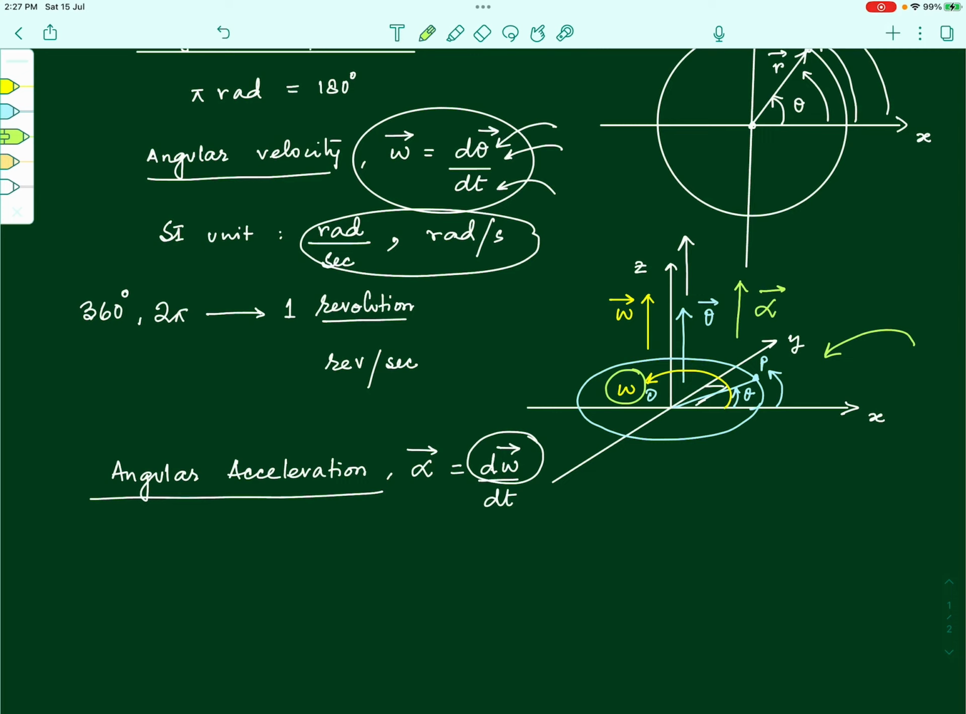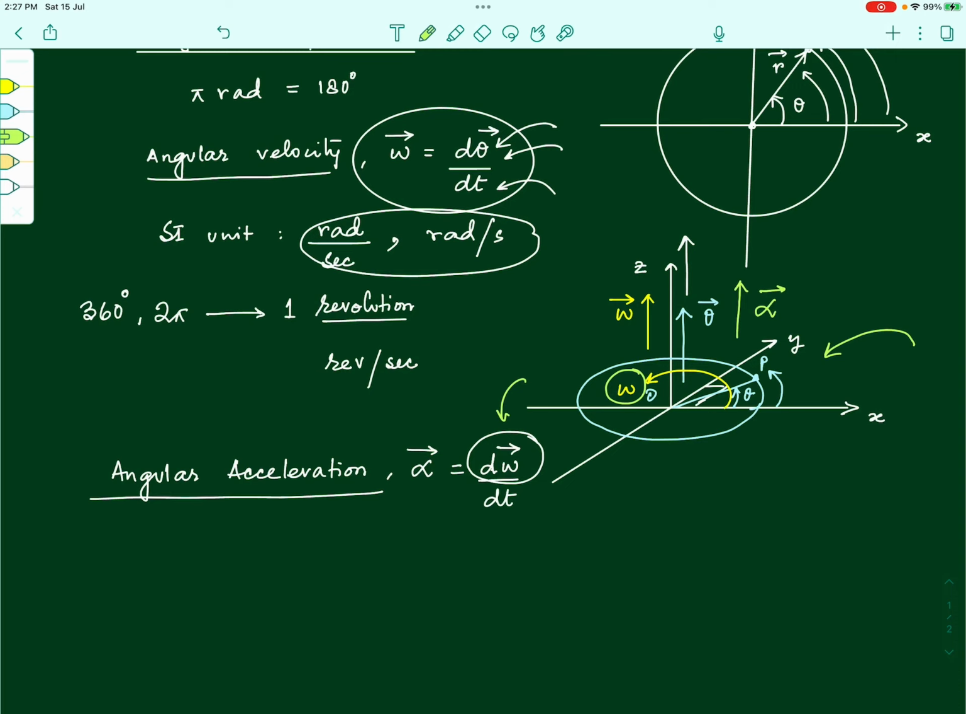But what will happen in case d omega, change in omega, is negative? What do we mean by change in omega being negative? Change in omega being negative means that the omega of the body, the angular velocity of the body, is decreasing with time. The body, as it moves in the circular path, is slowing down. Its omega decreases. The angle that it covers per unit time keeps on decreasing with time.